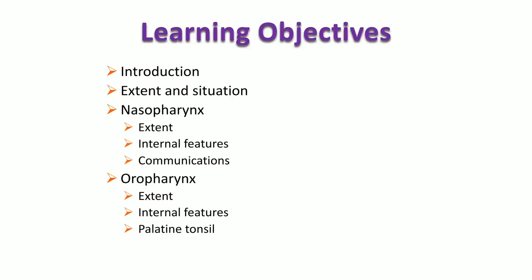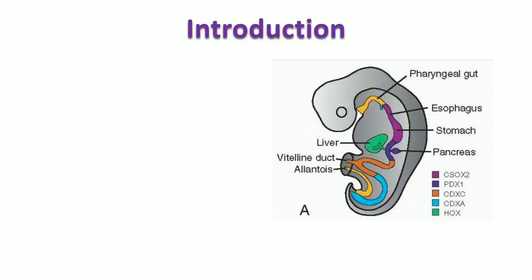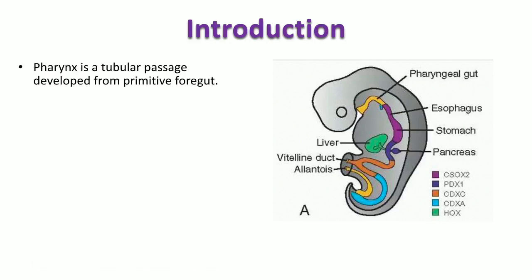Now, first of all, what is actually a pharynx? We have all discussed that the pharynx is also present in the lower forms. So you would have come across the term pharynx in your school days itself. Pharynx simply refers to the gut. In humans, it is the cranial part of the gut or the gastrointestinal tract. It is primitively developed from the foregut.